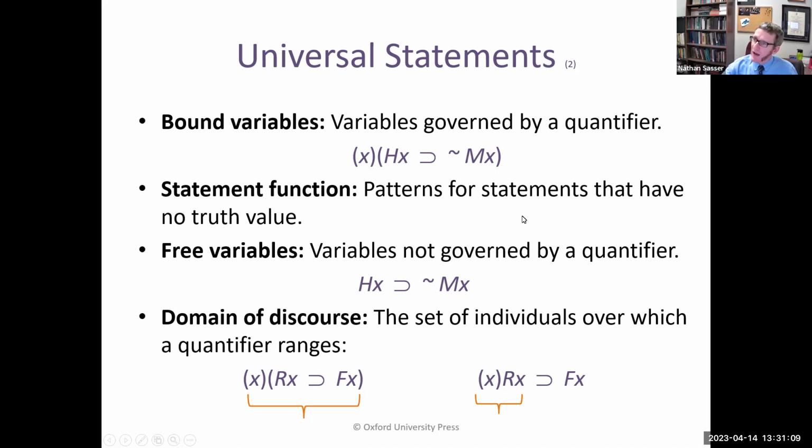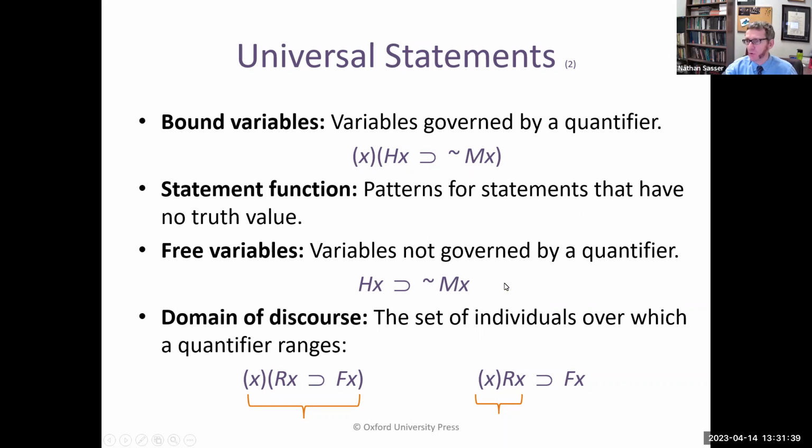Now, what would happen? What do you have when you drop out, say, this universal quantifier, and you're just left with ungoverned or unbound variables? Well, then what you've got is something like this. If Hx, then not Mx. And we call it a statement function. It's a pattern for statements, but it doesn't have a truth value because it's not about anything in particular.